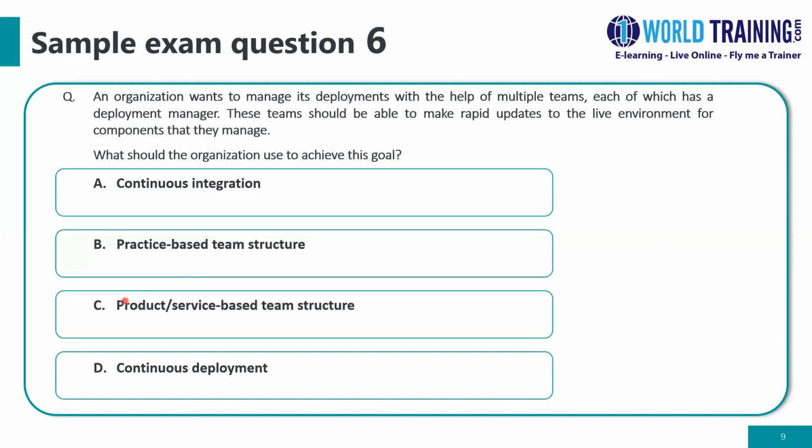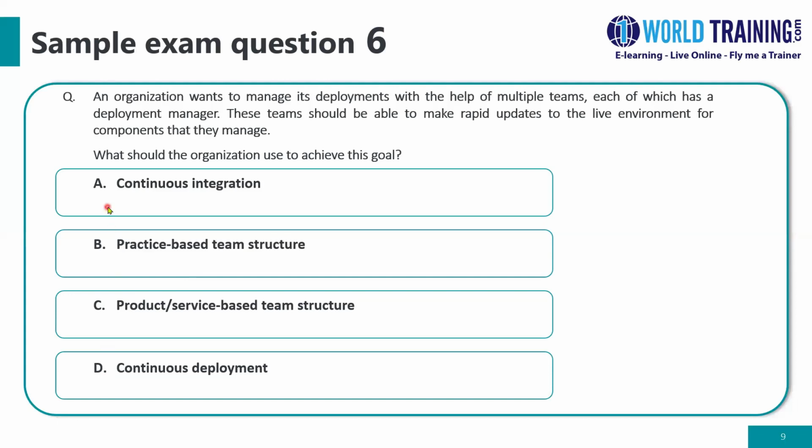The product-based teams are cross-functional teams and perform all or most activities throughout the product life cycle, from planning, development, deployment, release to operations. So C is correct. Option D, continuous deployment, means changes go through the pipeline and are automatically put into production, enabling multiple production deployments per day. And with multiple teams responsible for different components, this would require adoption of a product or service-based team structure.